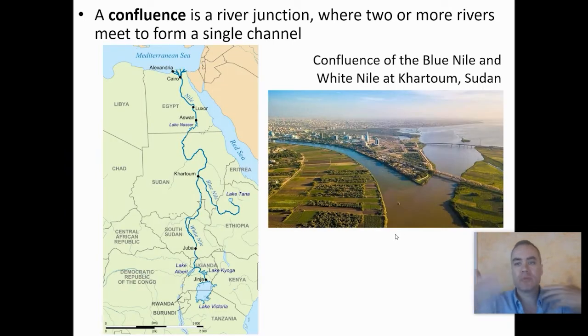The place where two or more rivers come together into a single channel is called a confluence. Confluence, literally con, like with or together, and then flu, like a flow. Many cities are built at a confluence.